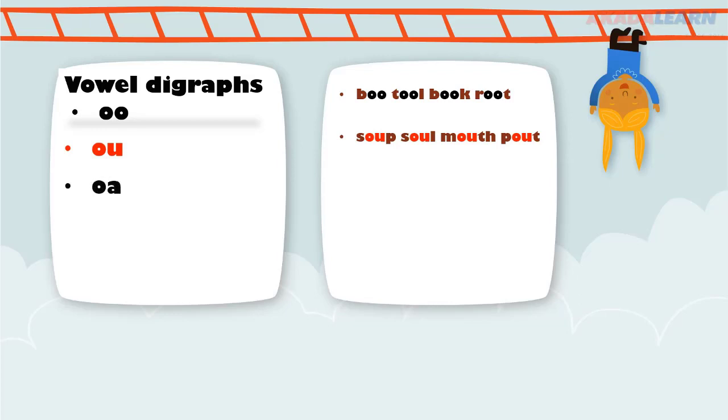Now we have O-A, O and A. The digraph O-A. When you see O and A together in any word, usually the sound it is making is an O sound. For example, G-O-A-L, goal. Some of you who watch football, or you have friends or parents that watch football, okay? G-O-A-L spells goal. C-O-A-T, coat. And L-O-A-F, loaf, like a loaf of bread.